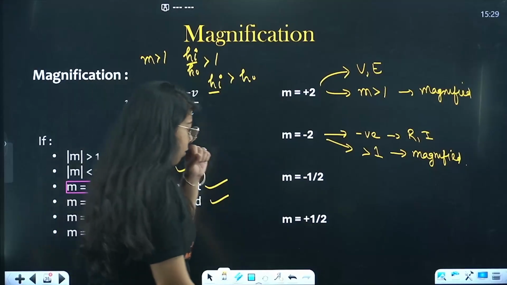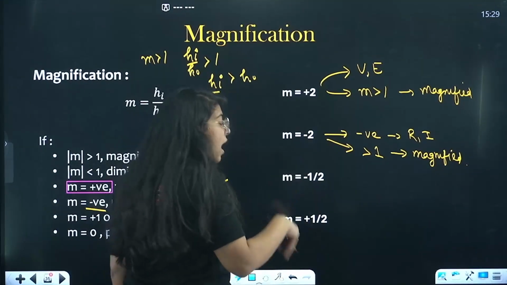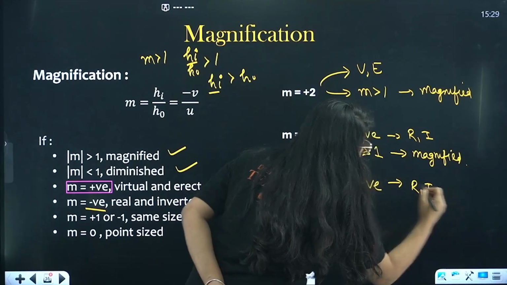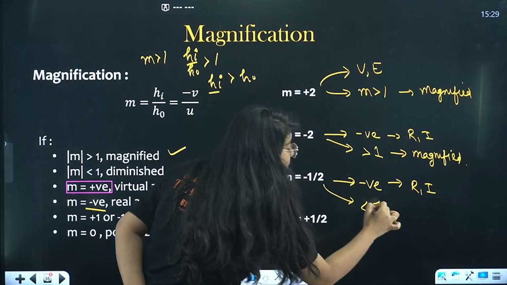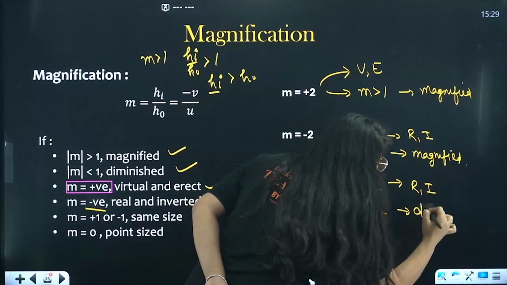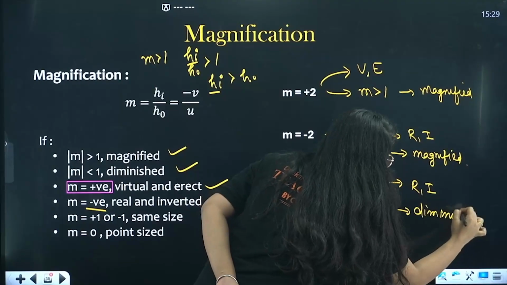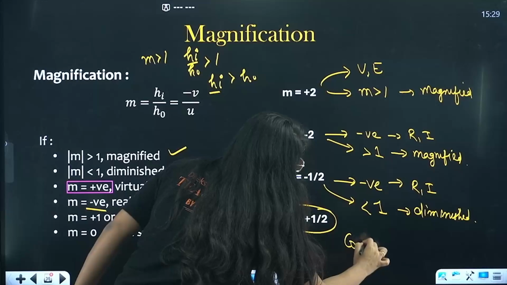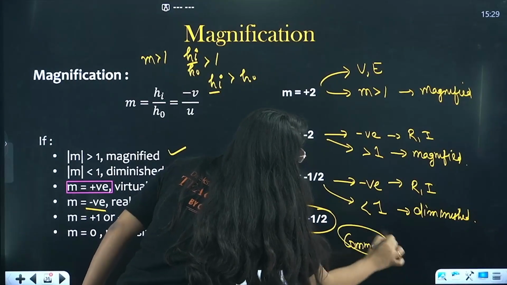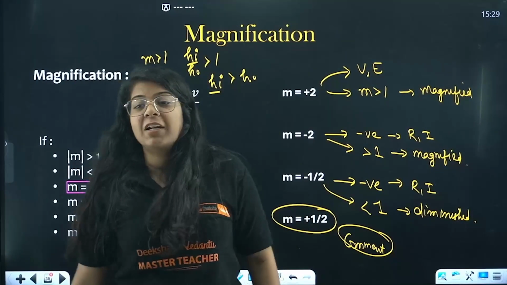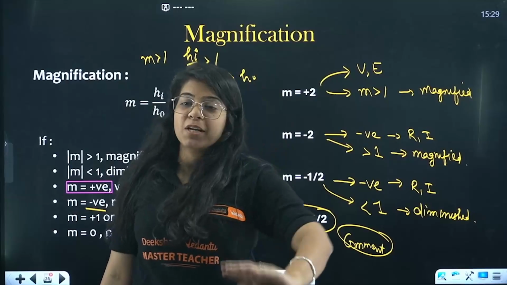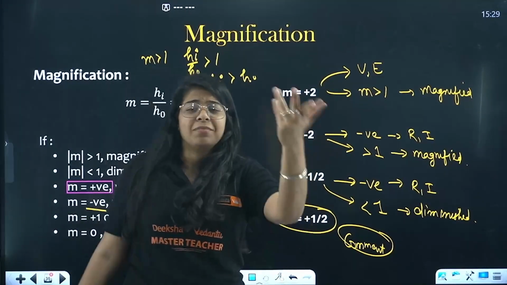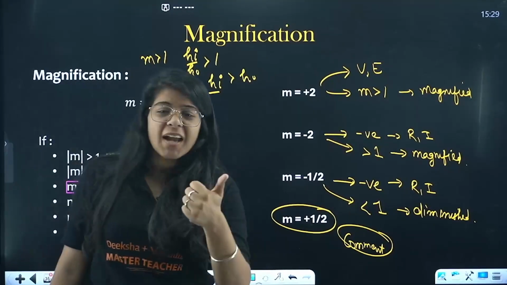Now beta, this is minus half. It is negative, that means real and inverted, but this is less than 1. Less than 1 means the image is diminished. Now you tell me in the comment section, what will m equals plus half be? Will it be magnified or diminished? Will it be virtual or real? Done? Understood the whole thing?